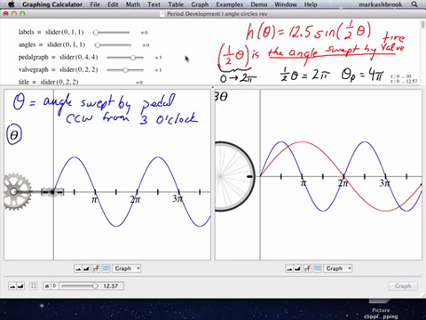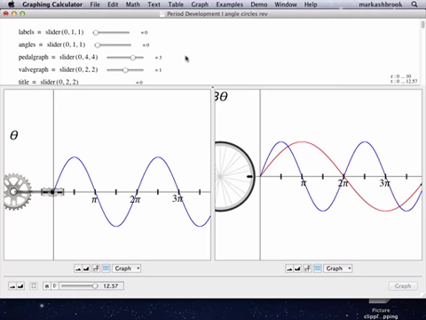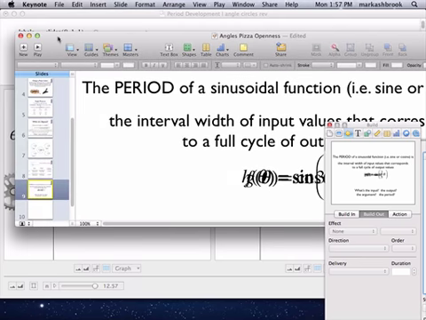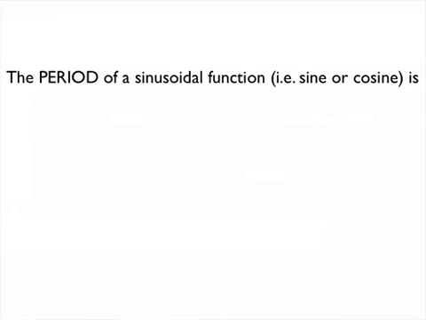Can I erase this? We're good. So let's take a look at this. A sinusoidal function is any sine or cosine function. So it can be multiplied by the radius. It can have a different argument, but any sine or cosine function is sinusoidal. So how are we defining what the period is? Remember how we define what the period is. Let's review that.